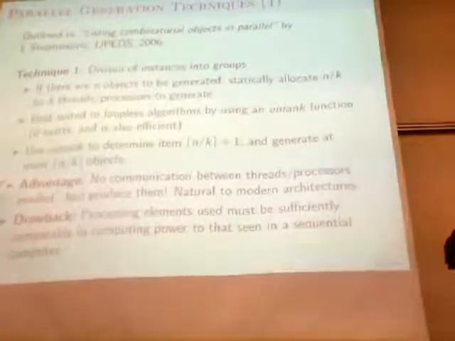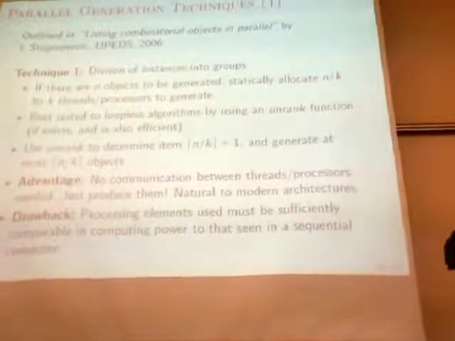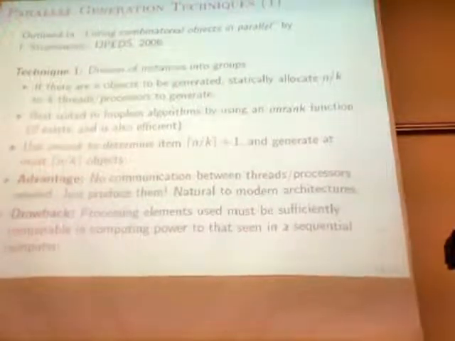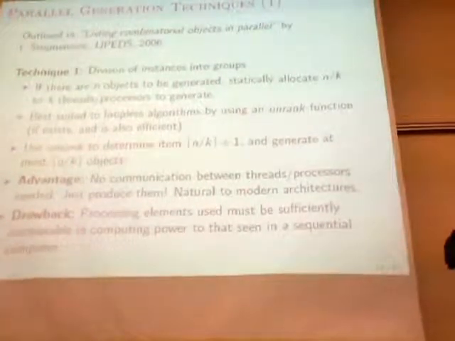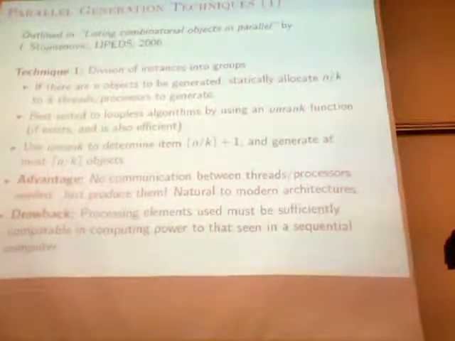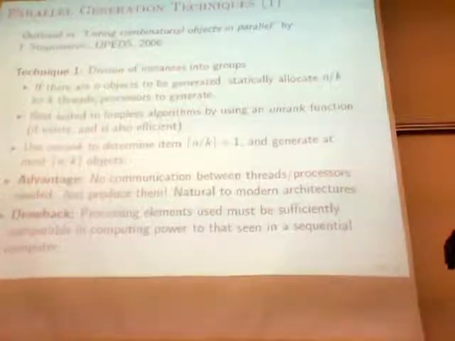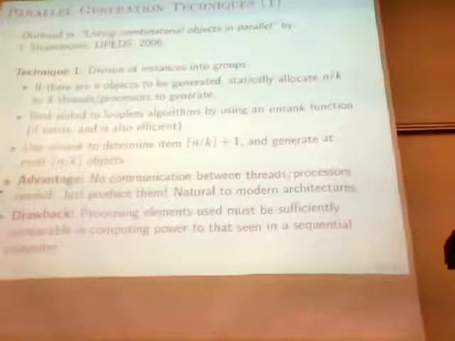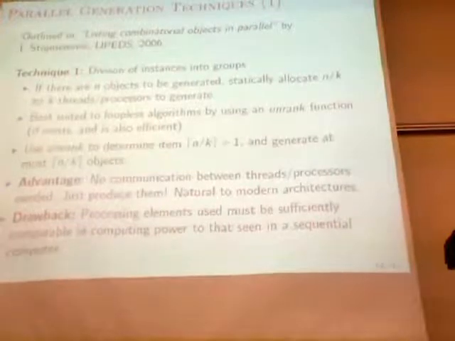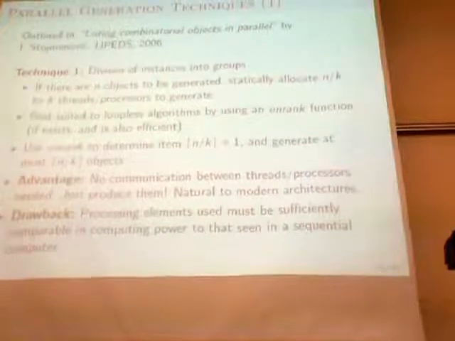These are very natural to loopless algorithms if you have an efficient unranking function. If you don't have an efficient one, it can be very hefty and costly. The advantage, of course, is there's no communication between threads or processing elements, because you just throw them on there and they do their own thing. They have everything they need to process and construct the object's pieces. This is very natural to do if you have this. The drawback, though, as the author suggests, is that this is not very good for very simple processing elements.